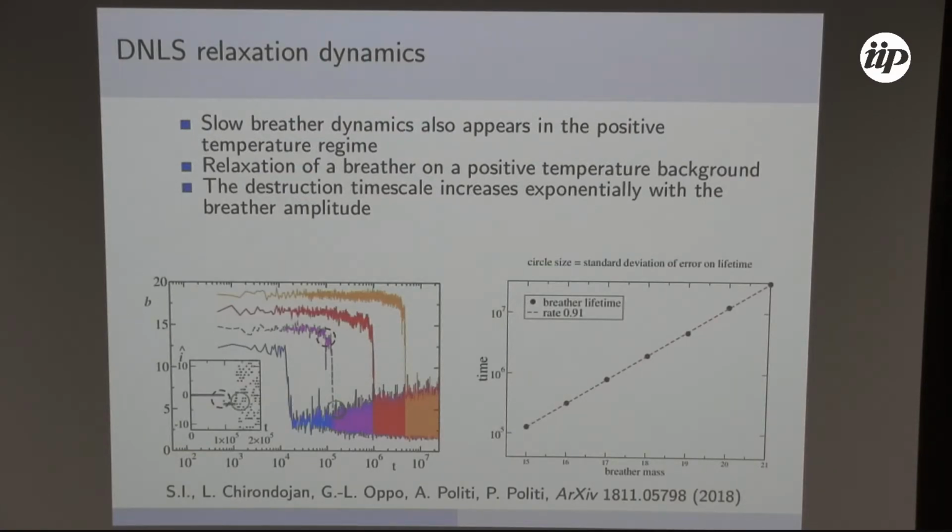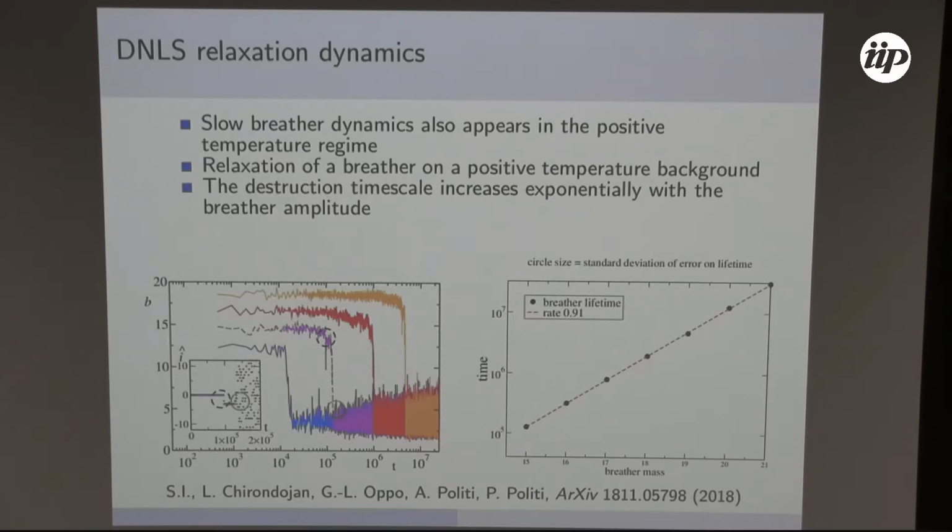Here I call B the mass of the breather. I start from an initial mass, and I follow this mass as a function of time. So this is exactly the same relaxation study that I was performing with the stochastic system. And now you see that by increasing the initial breather mass, you see a dramatic increase of the breather death time. So notice that this is a logarithmic scale.